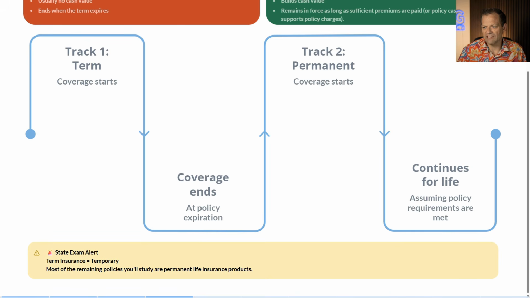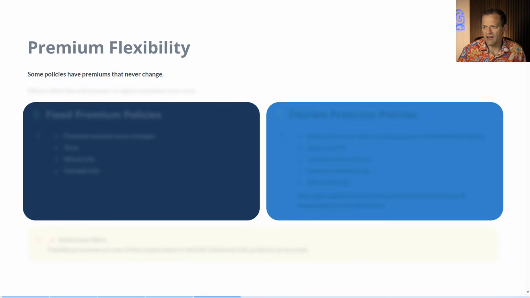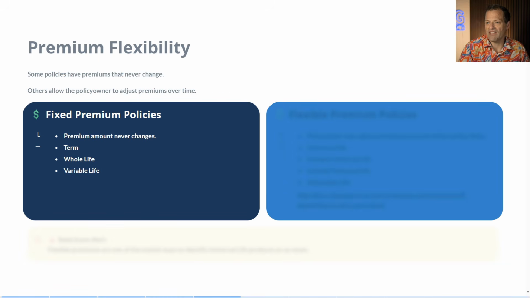Okay. So again, term insurance is temporary. That's really the best way to remember it. Okay. All right. Premium flexibility. Now, some policies have premiums that never change, and then others allow you to adjust. So, for example, fixed premium policies include things like term, whole life, and variable.